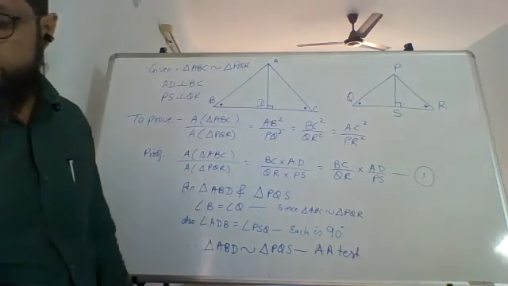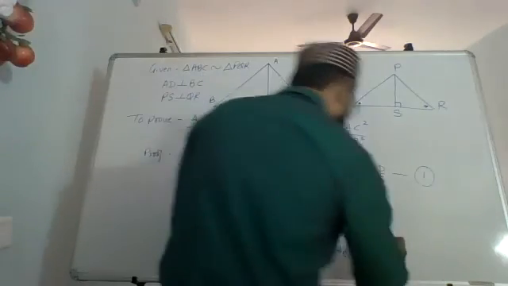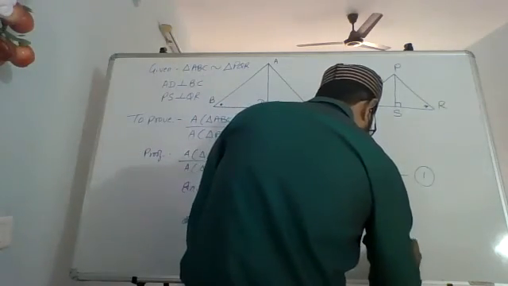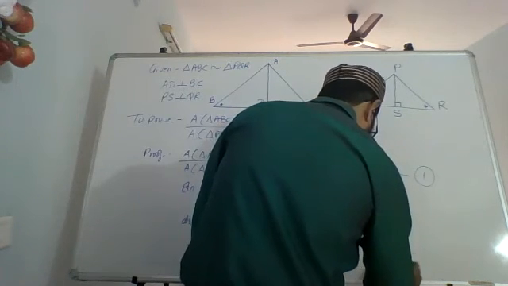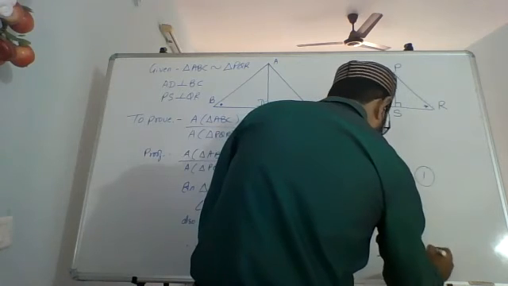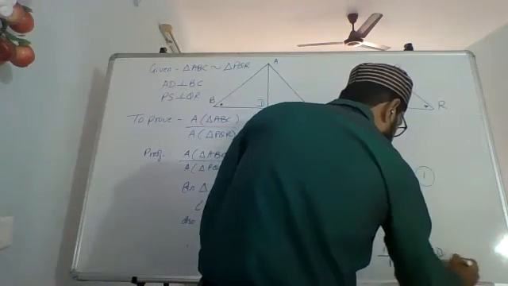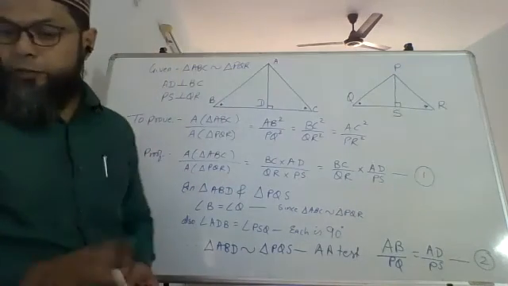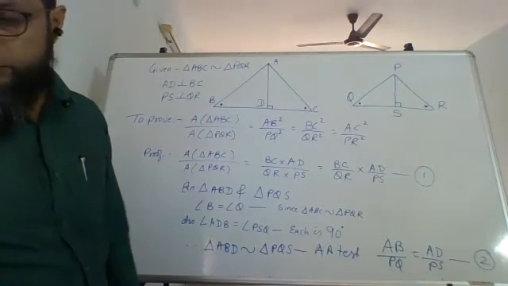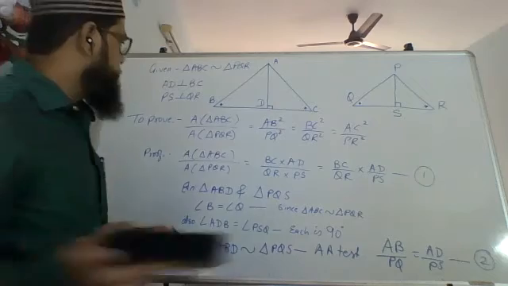Copy it here. After this, one more thing: we'll say AB upon PQ is equal to AD upon PS. Call this 2. AB upon PQ equals AD upon PS. Call this equation number 2.